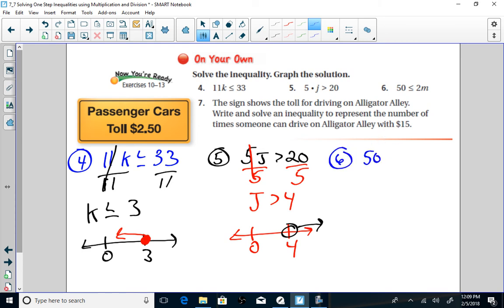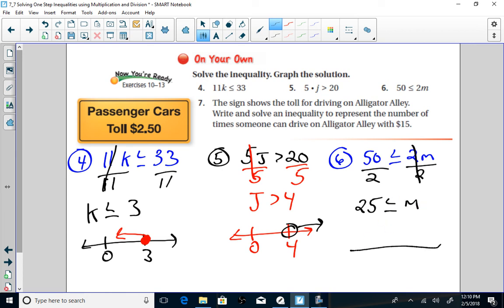We have 50 is less than or equal to 2 times the number m. You should recognize before you even begin that the variable's on the right side of the inequality symbol, so we're going to have a reversed inequality, and we have to pay attention to our graph. I want to find the solution to this inequality. I want to use the inverse operation. I see multiplication, so the inverse operation is going to be division. So I divide by 2 on both sides of the inequality. 50 divided by 2 is 25. It's less than or equal to 1m.